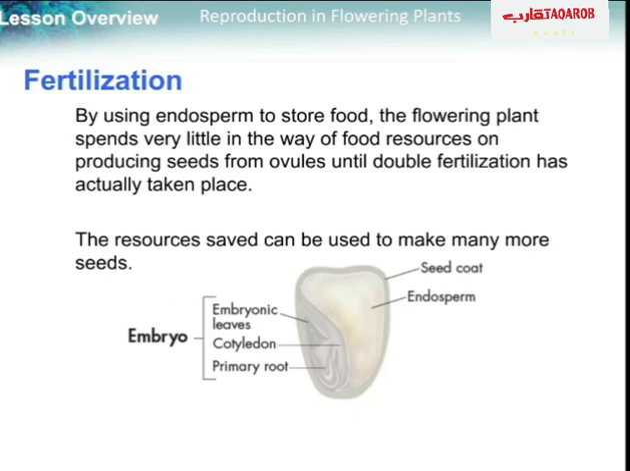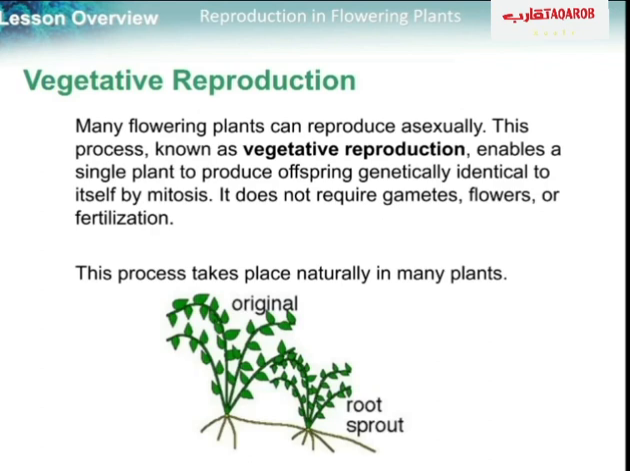By using the endosperm to store food, the flowering plant spends very little in the way of food resources on producing seeds from ovules until double fertilization has actually taken place. The resources saved can be used to make many more seeds. So as you can see, we have the embryo at the lower left, and we have the endosperm and seed coat in the other part.